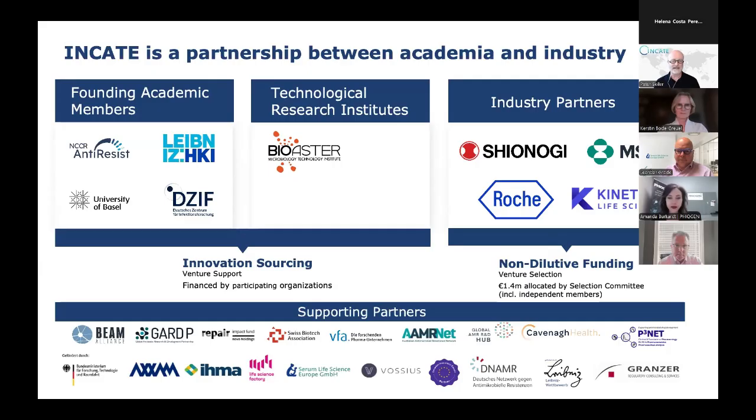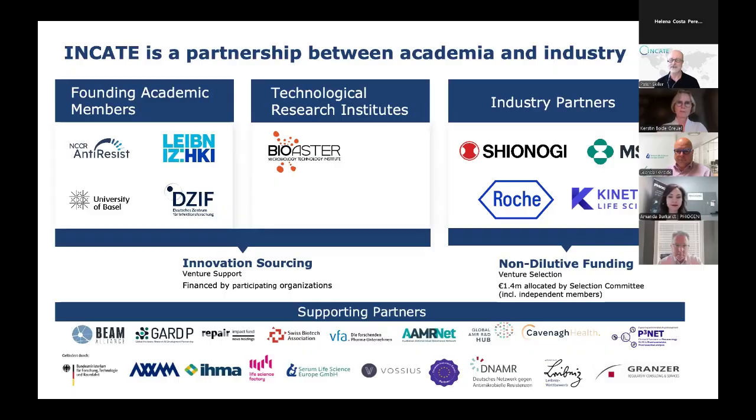These academic partners are responsible for the innovation sourcing, the scouting, and the venture support that I just mentioned with the first two pillars. And they also found and fund the operations.